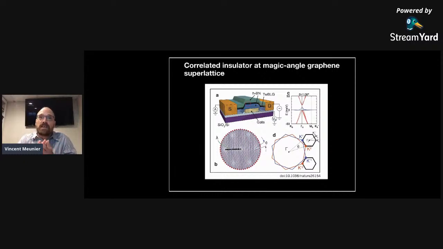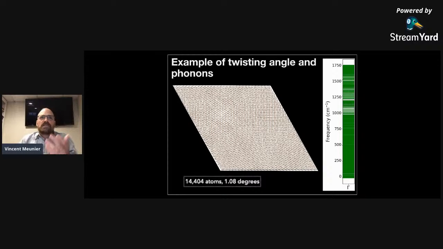Imagine that you have those two layers, and you don't have many interesting properties, but if you have the right angle, it's like turning on this specific physics that's so exciting. That's very nice, because you have total control on the quantum mechanical properties. What I've done in my group is try to understand the phonons, so how the vibrations are affected by the twist angle. And this is an example of such a system that we looked at.